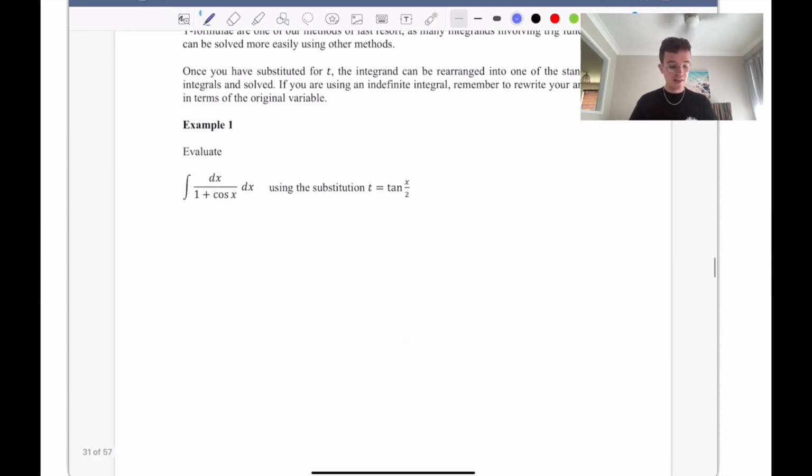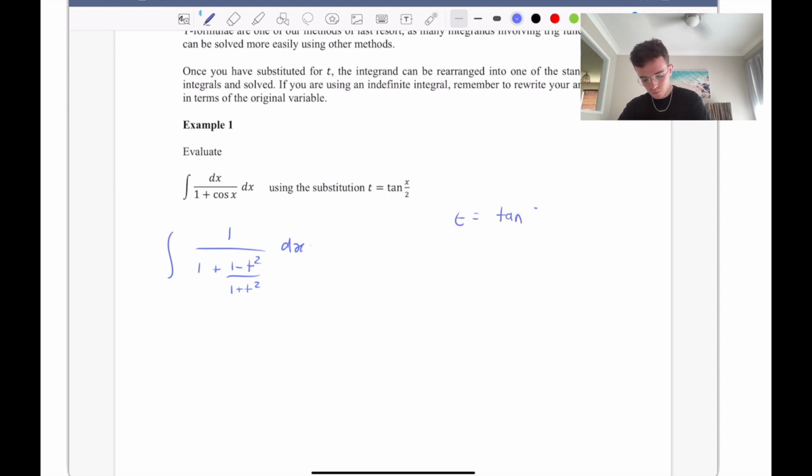So evaluate the integral of dx on 1 plus cos of x using the t formula. So we know that the t formula for cos of x is 1 minus t squared on 1 plus t squared. So this is the integral of 1 over 1 plus 1 minus t squared on 1 plus t squared. And we've still got a dx, but we do have to change this. So we know that t is equal to tan of x on 2. Now that would mean that dt is equal to a half of sec squared x on 2 dx.